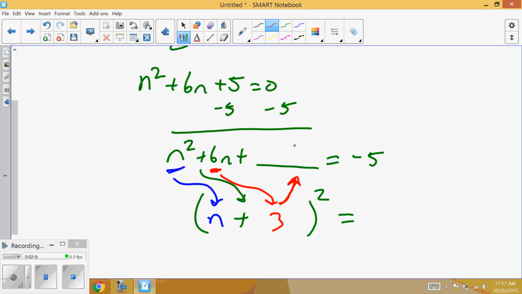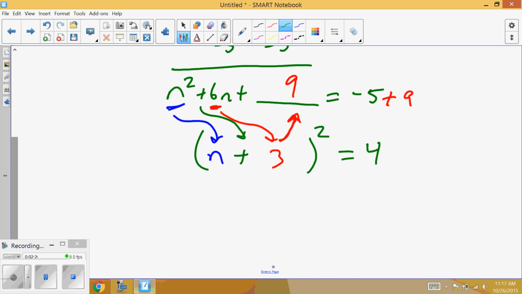3 squared is 9. So that 9 wasn't there. We put it in there. We added 9 to the left side, so we need to add 9 to the right side. Go ahead and combine our like terms on the right side. Looks like we get 4.